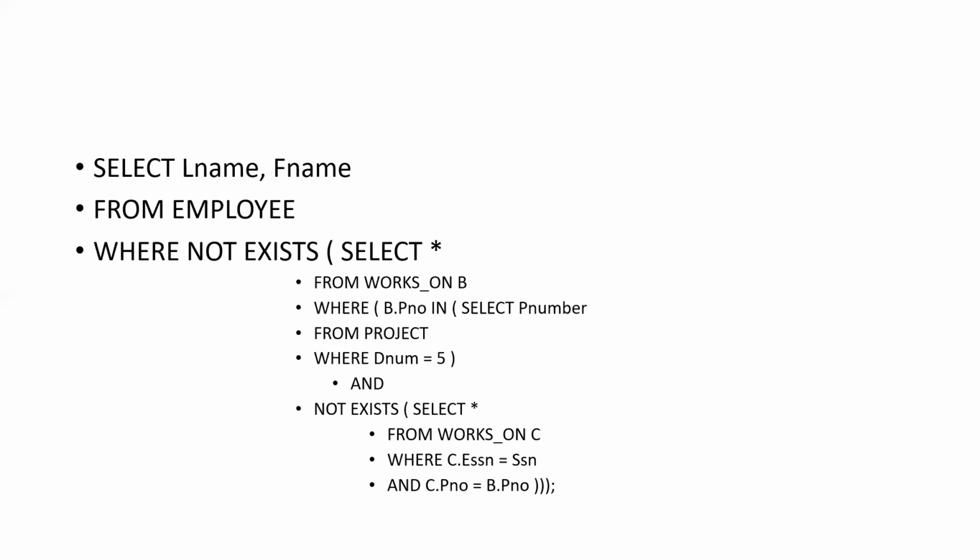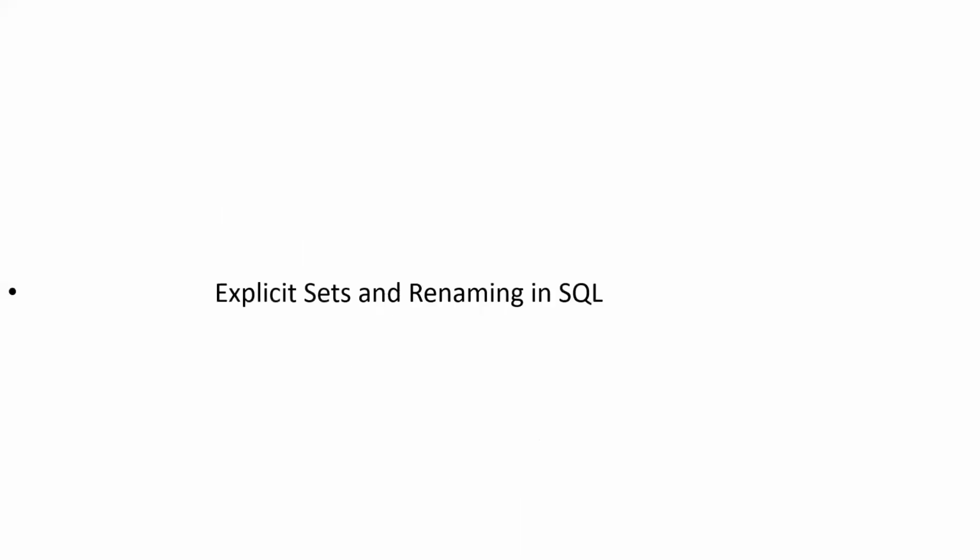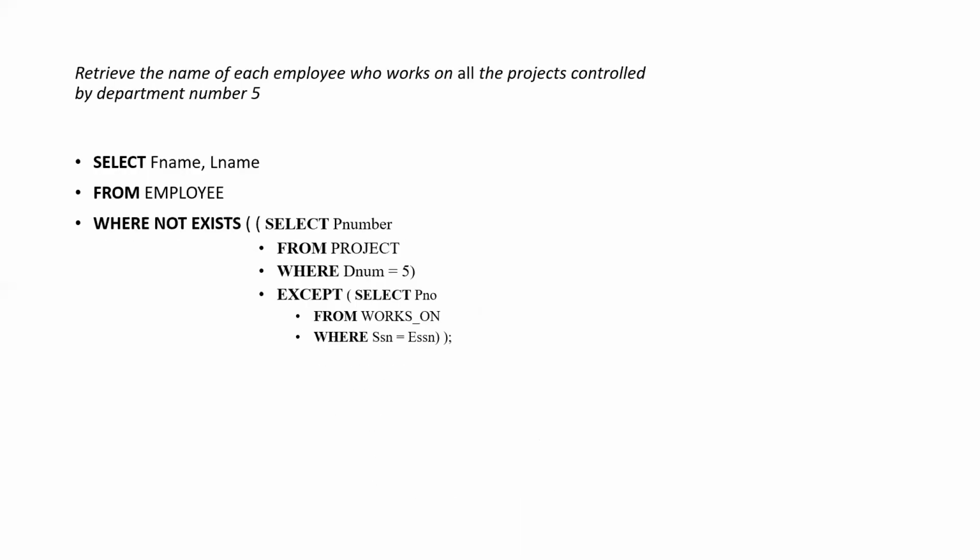The UNIQUE function returns true if there are no duplicate tuples in the result of the query. Otherwise, it returns false. If there are no duplicate values, the UNIQUE function returns a true value. Thank you.